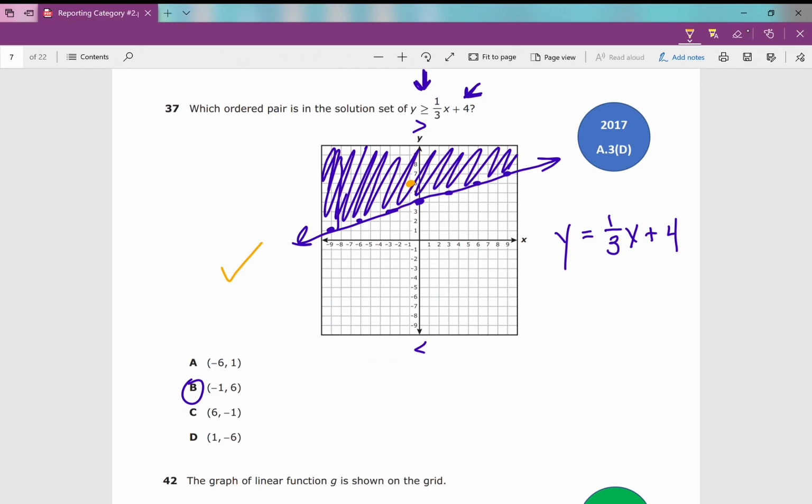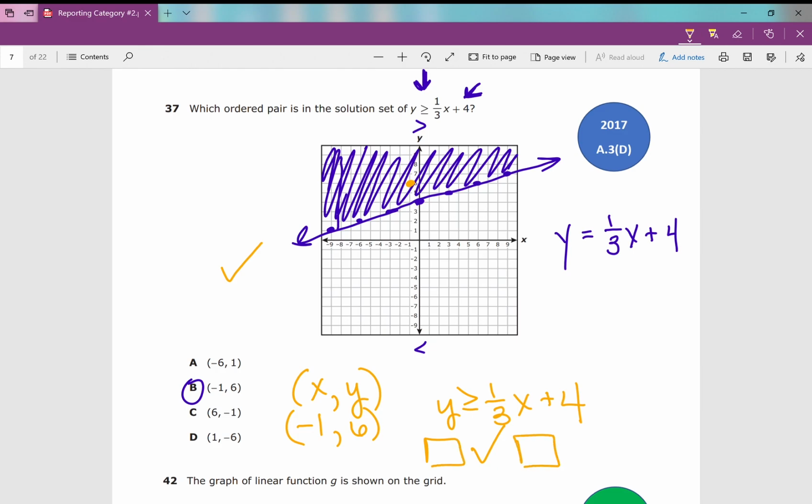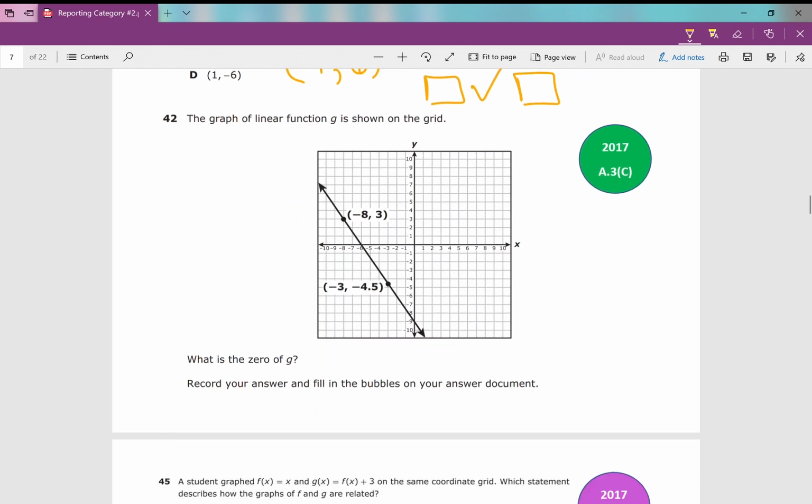And also, because ordered pairs are x, y, if I plug in -1 for x and 6 for y, in y is greater than or equal to 1/3 x plus 4, I'll end up with a true statement. It will be true. What's on the left over here will be greater than or equal to what's on the right. Moving on to 42.